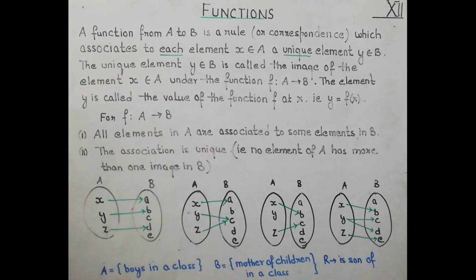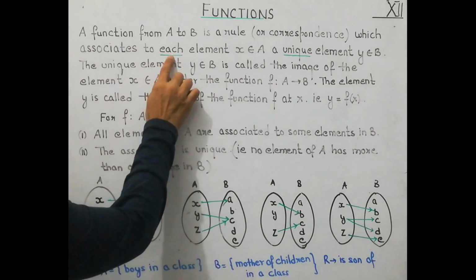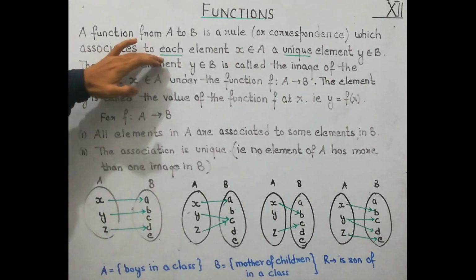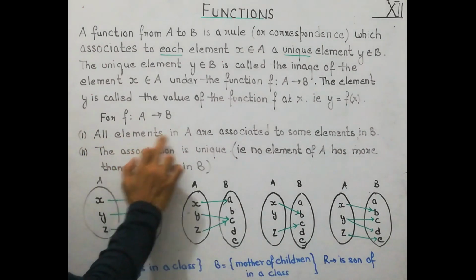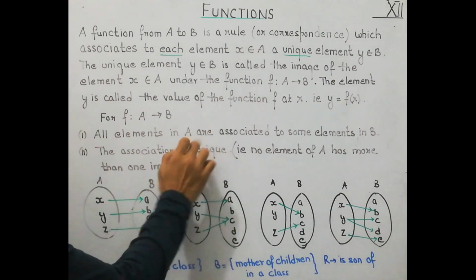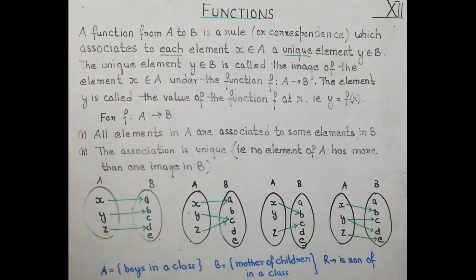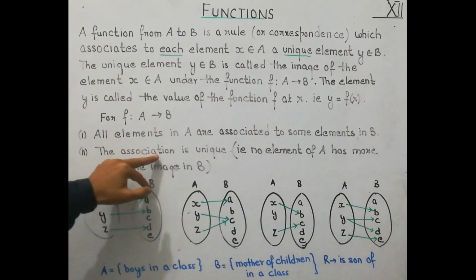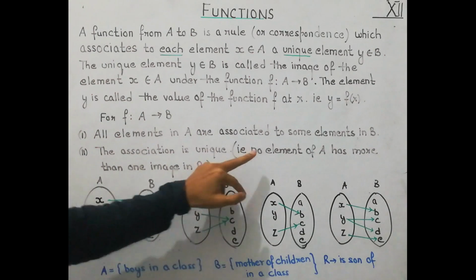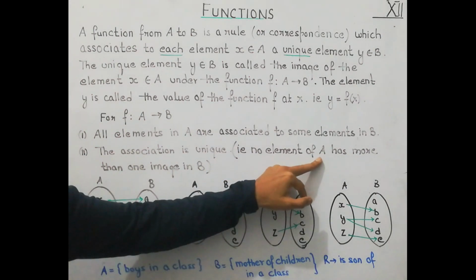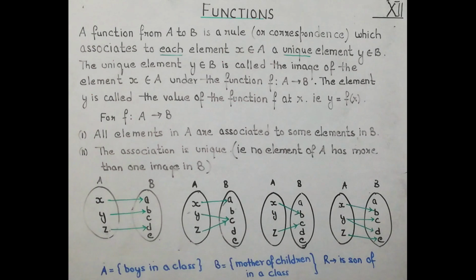Now let us see the two conditions which I mentioned here, each and unique. What does each mean here? All elements in A, that is each element in A, are associated to some element in B. This is the meaning of this word. And then unique. The association is unique. That means no element of A has more than one image. That means no element of A will be associated to more than one element in set B.